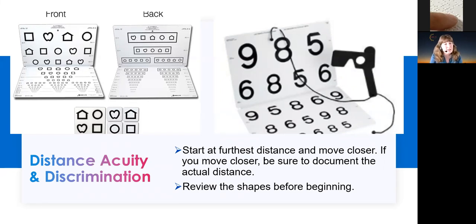I do want to let you know that the normed distance on whatever tool you used is very accurate. If you are using one that's normed at a 3-foot distance, it is just as accurate as one that is normed at 10 or 20 feet. The ones pictured on the page are the LEA symbols and numbers from Good Light for distance.